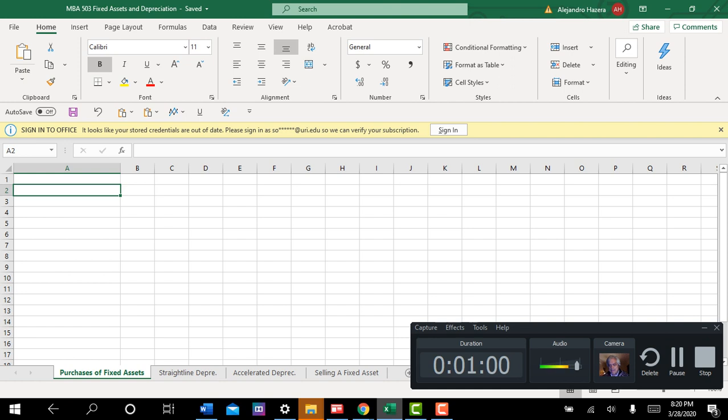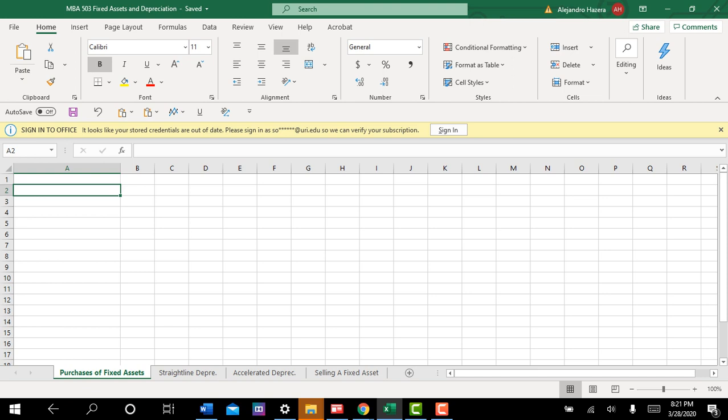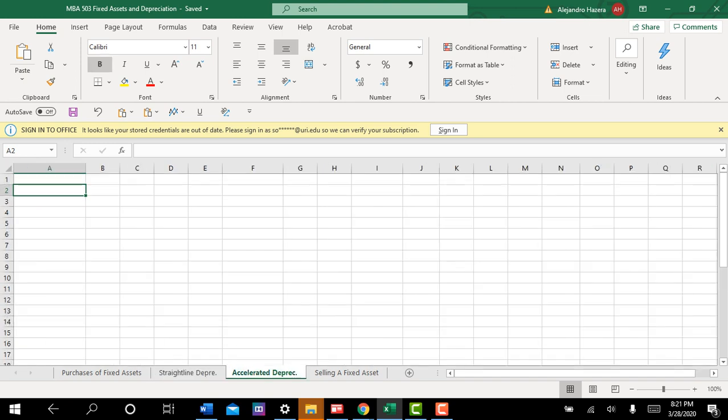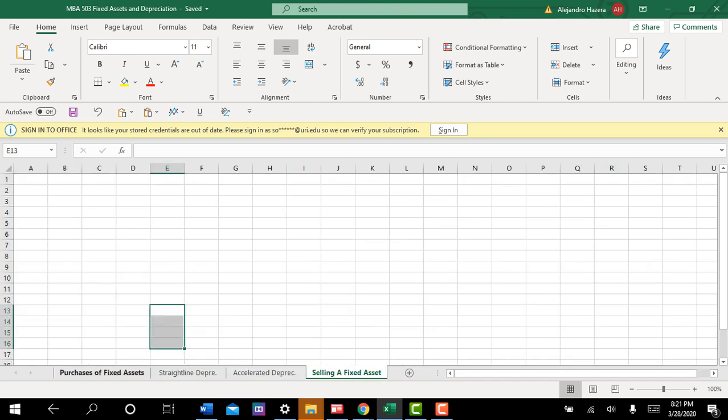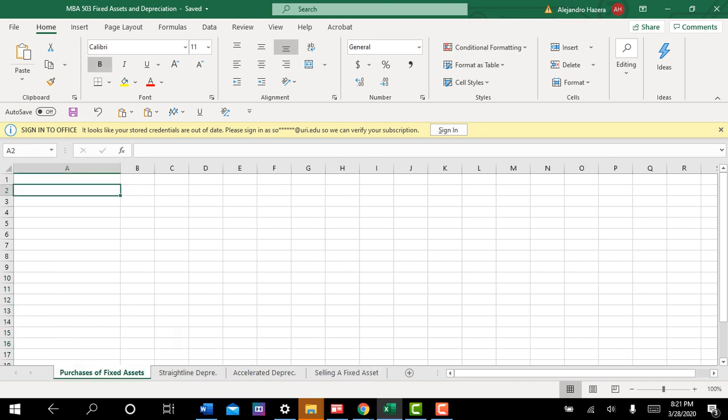Okay, let's get started. I have 4 worksheets in this workbook. The first one is called Purchases of Fixed Assets. Then we're going to get into 2 different types of depreciation: straight line and accelerated depreciation, and selling a fixed asset. You've actually seen the journal entry for selling a fixed asset. These worksheets are going to be relatively simple, so I'm going to actually make them as I talk. There's no pre-made worksheet here, but once this is finished, I'll send you a copy of this worksheet, like I've been doing.